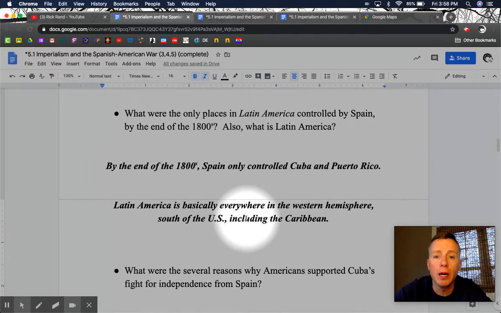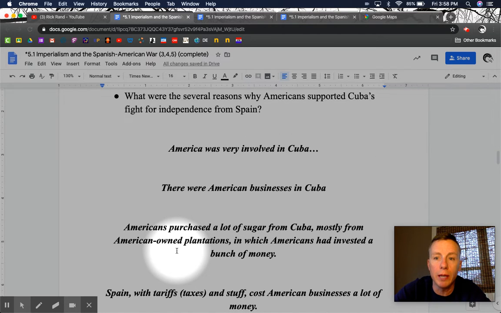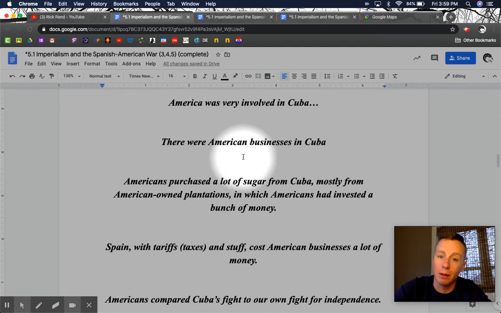All right. And Cuba was doing something Americans were familiar with. Cuba was trying to gain independence from their colonial power, which had been Spain. There were several reasons why Americans took the side of the Cubans in their struggle against the Spanish. And the first reason, and we go back to this again and again, most often the number one answer to social studies questions can be pretty much always connected to one thing, and that's money. And this situation was no different.